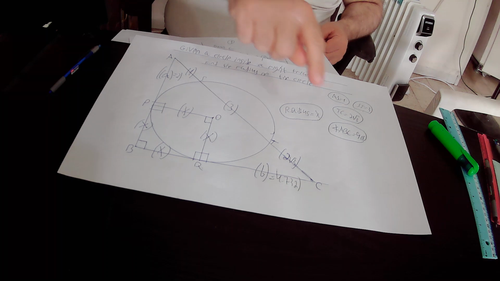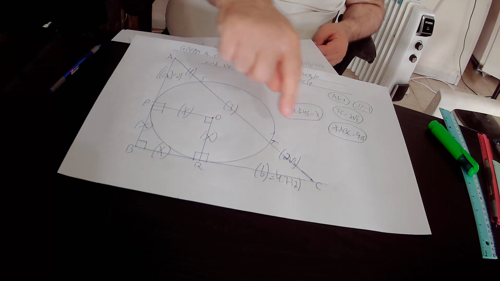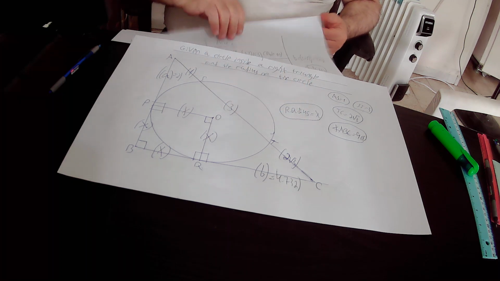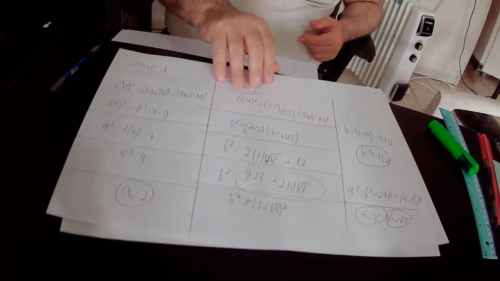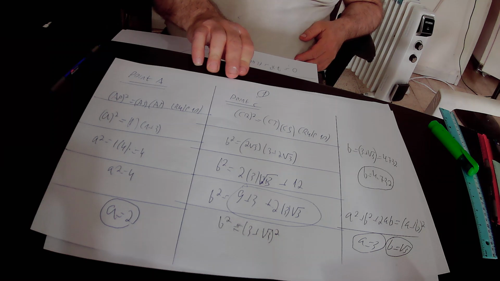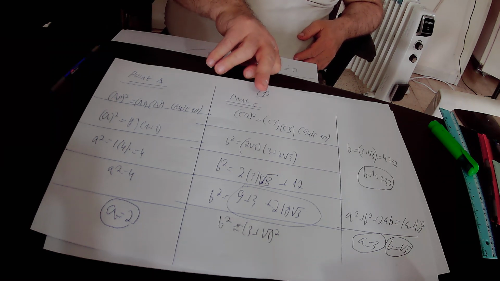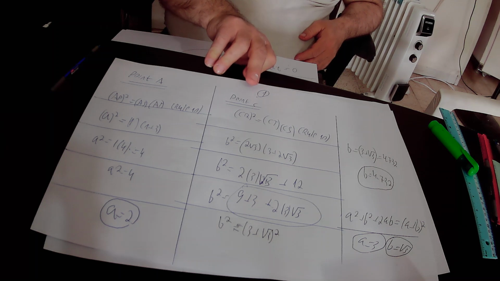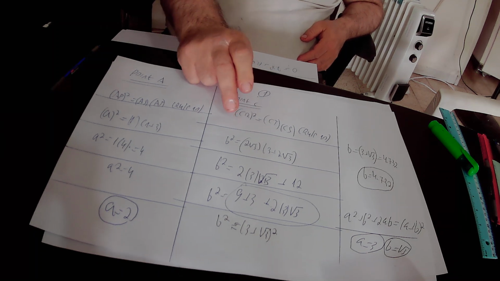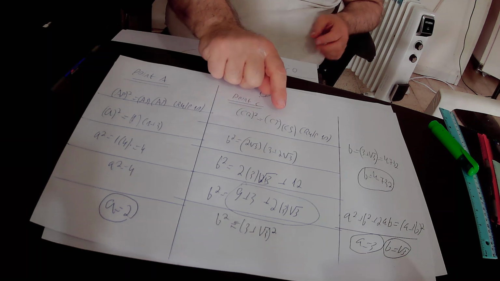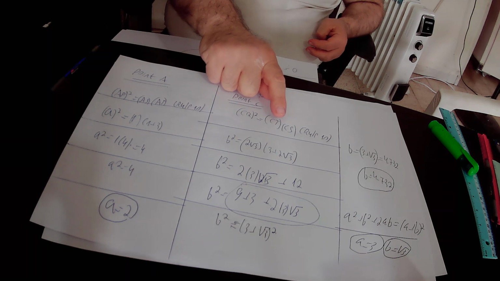According to rule 10, CQ square equals CT times CS. Repeat again, if we focus on the common point C, according to rule 10, CQ square equals CT times CS. CQ is b, therefore CQ square is b square, and it equals CT, which is 2 times square root of 3, times CS, which is 3 plus 2 times square root of 3.